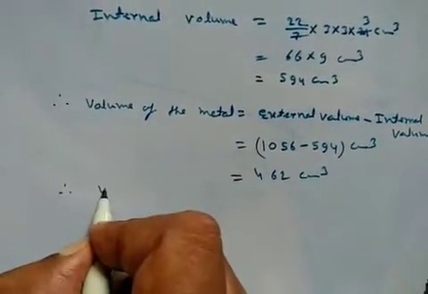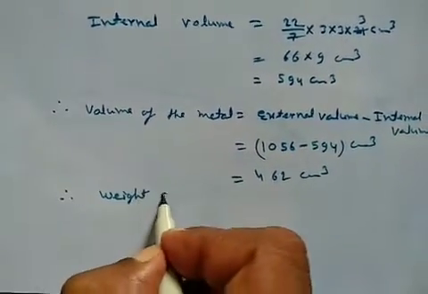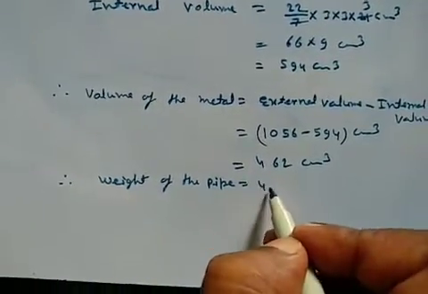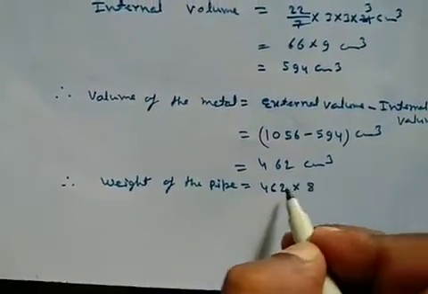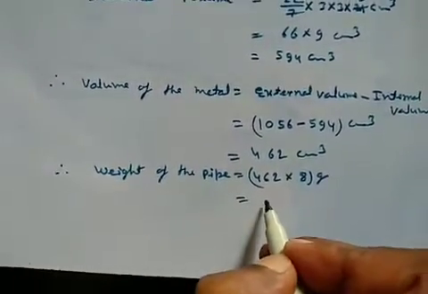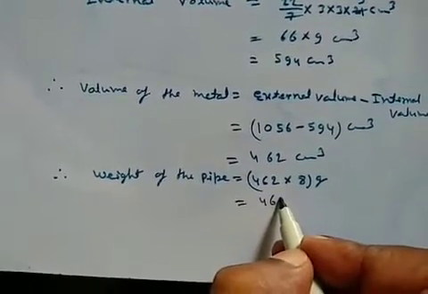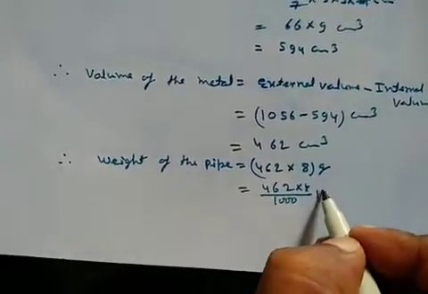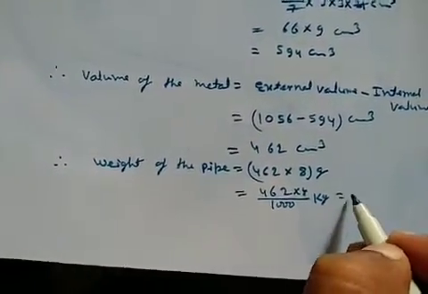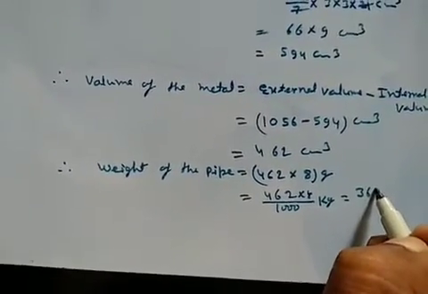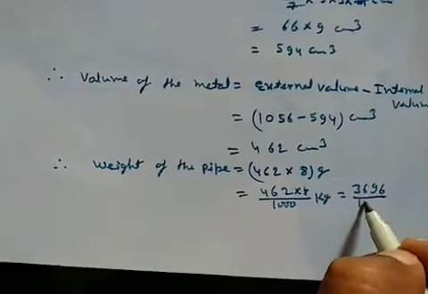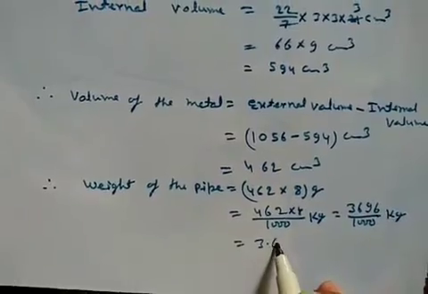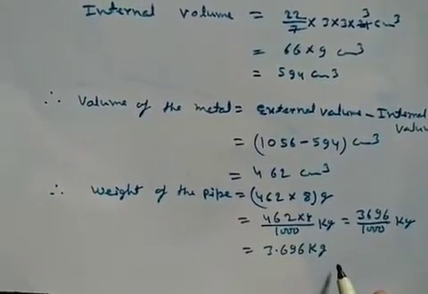So weight of the pipe equal to 462 into 8 gram equal to 462 into 8 by 1000 kilogram equal to 3696 by 1000 kg equal to 3.696 kg. This is our answer.